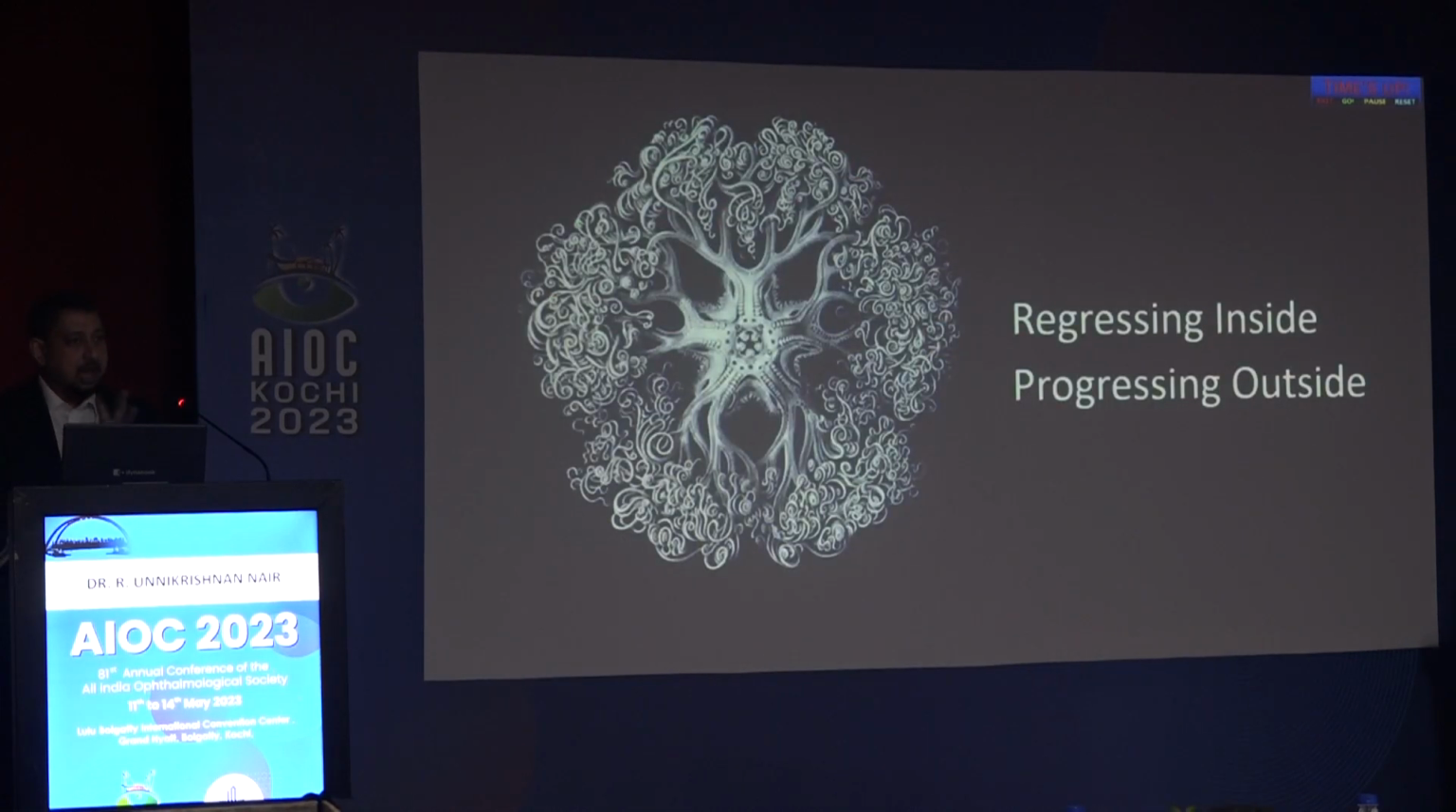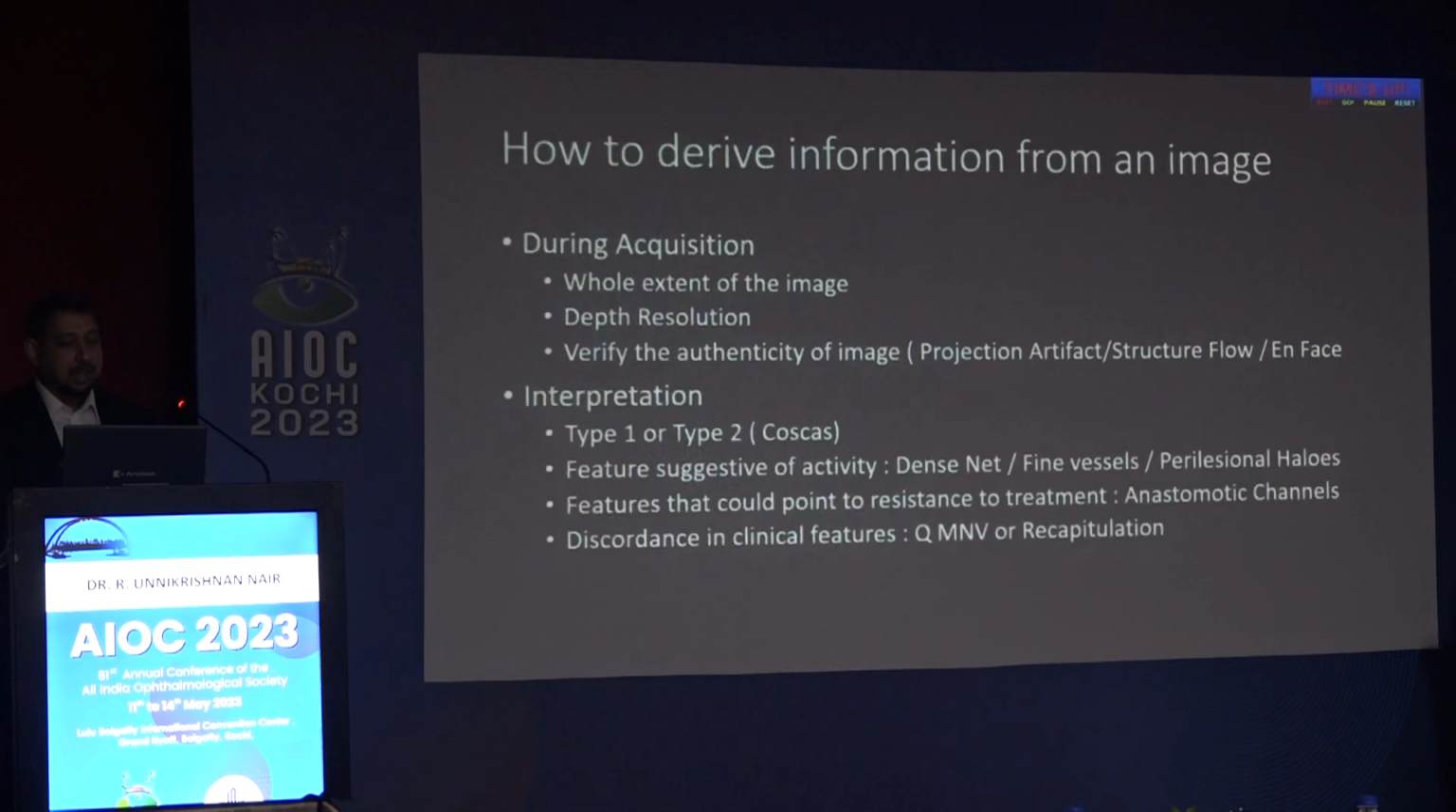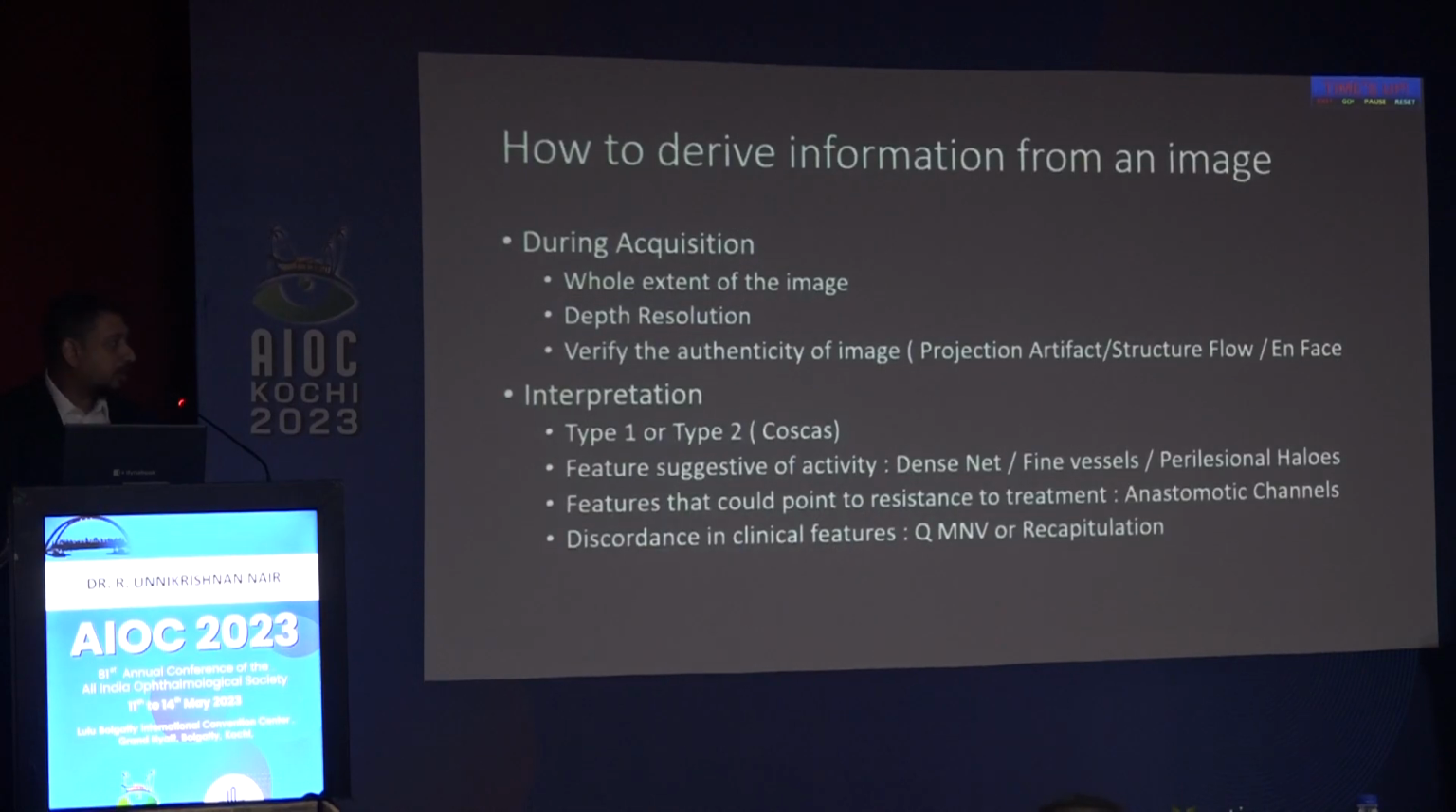Again, look at this as my parting slide, the same picture. Inside is how a regressing CNVM looks, outside is how a progressing one looks. So with this picture, if you keep it in your mind, you can differentiate a type 1 and a type 2, and a regressing and a progressing. And I think I'm going to stop here. This was just an interpretation in AMD.